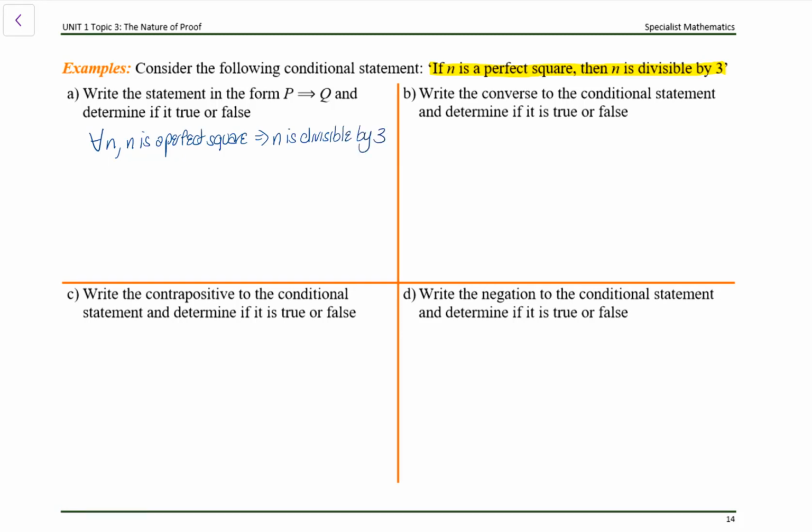Okay, if n is a perfect square, then n is divisible by 3. So for all n, n is a perfect square, which implies n is divisible by 3. So let's look at whether it's true or false. A perfect square would be 1, 4, 9, 16, etc. Okay, it's a for all, so for all n, we need one counterexample to prove that it's false. So let's think about a counterexample. If we look at 4, it is a perfect square.